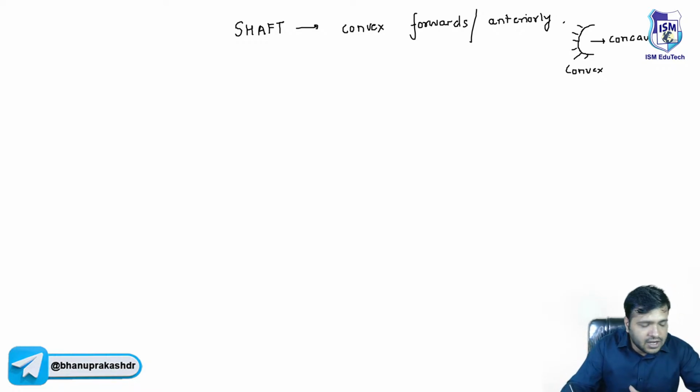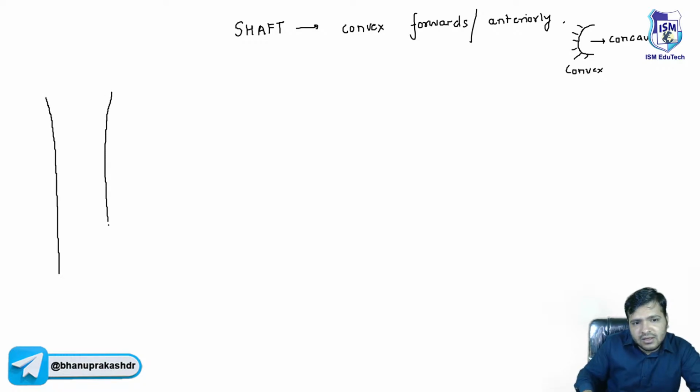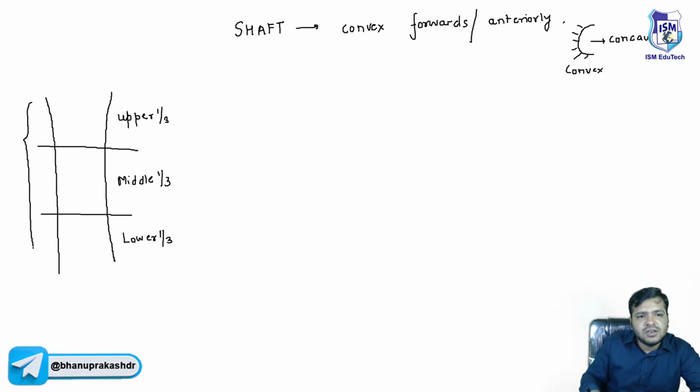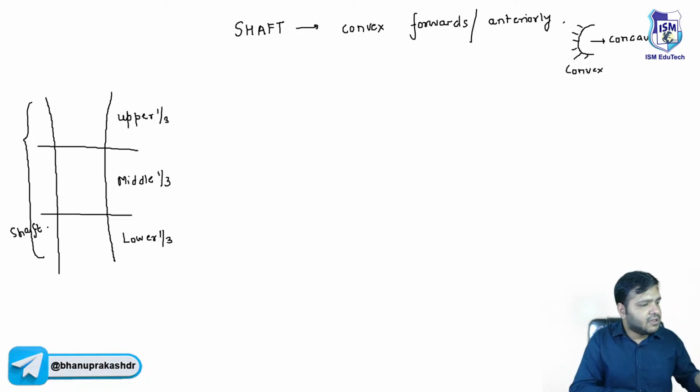Now this shaft, beta, if I am trying to draw the shaft, I will not draw each and every diagram again and again, so you have to be very clear. Yes, this is the shaft. It is divided into 3 regions: upper 1/3, middle 1/3, and lower 1/3. I have divided the shaft region into 3 parts, and I have done this for a reason.